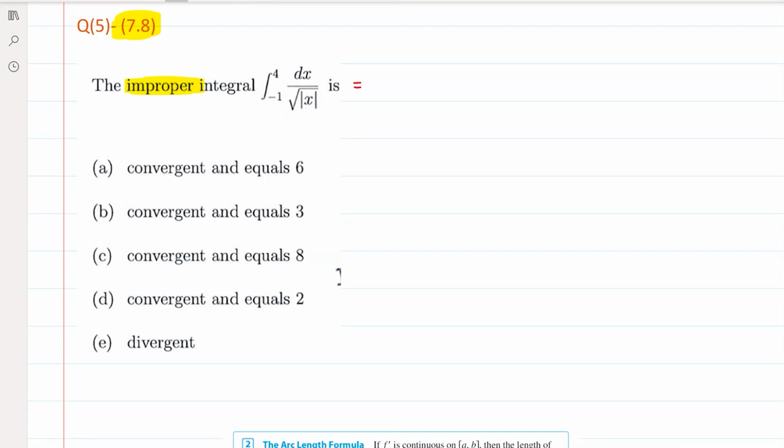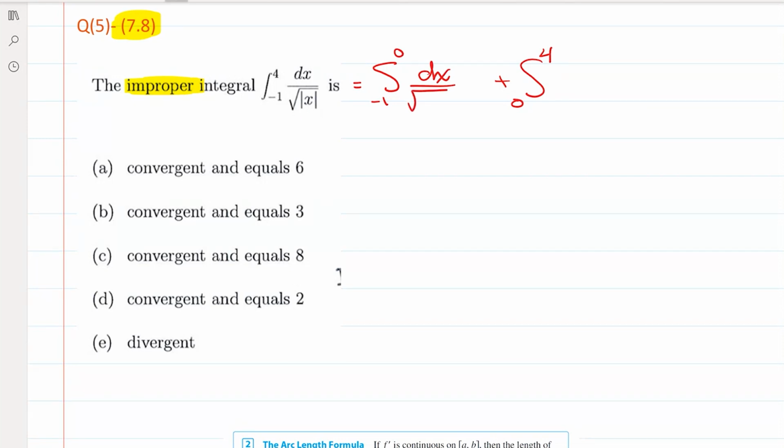You have to split this integral to be the integral from -1 to 0 plus the integral from 0 to 4. You have to split it, right? Because 0 makes this denominator 0. So it is an improper integral in fact.